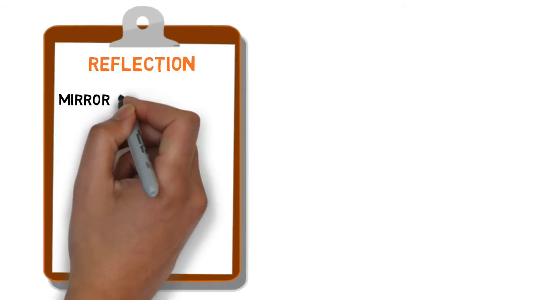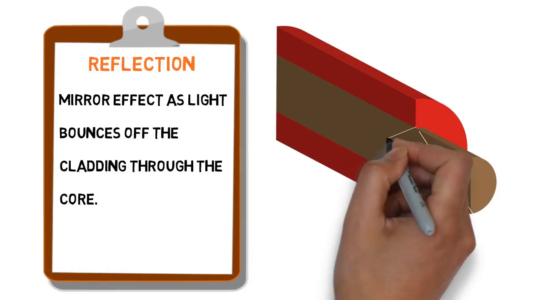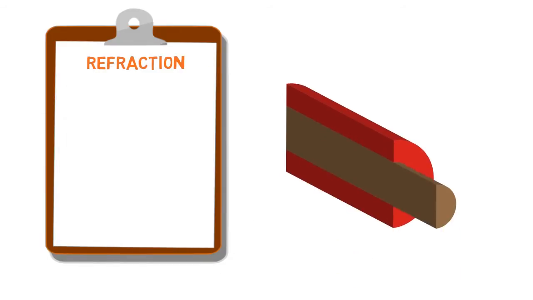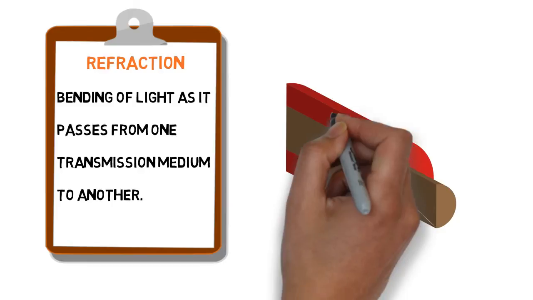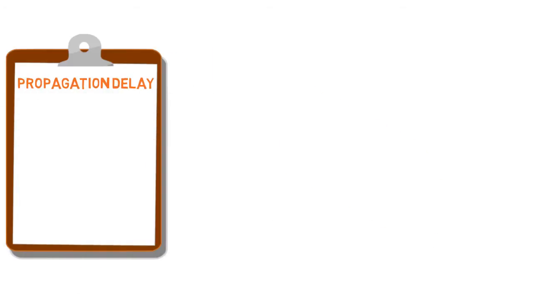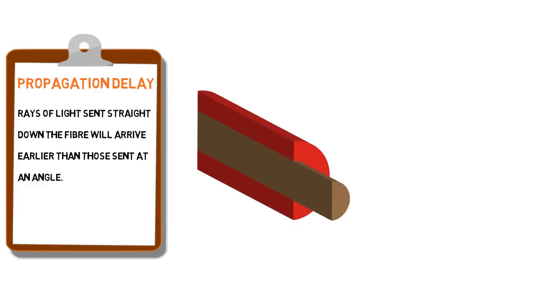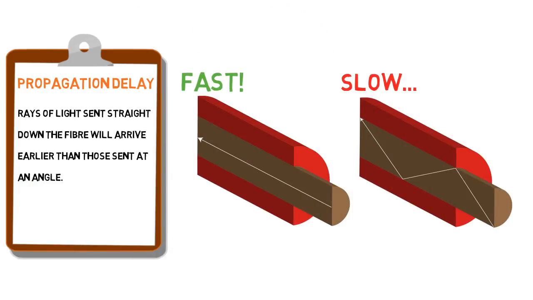Reflection is the mirror effect that occurs when light bounces off the cladding back into the core due to the cladding's higher refractive index. Refraction is the bending of light as it passes from one transmission medium to another. Propagation delay is the principle that stipulates that rays of light sent straight down the fiber will arrive at their destination faster than those that are sent at an angle.